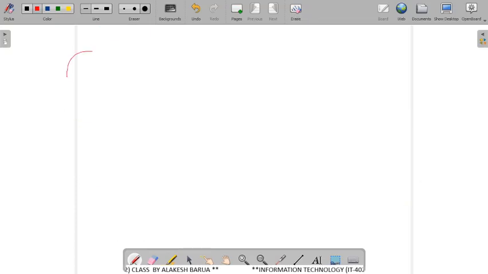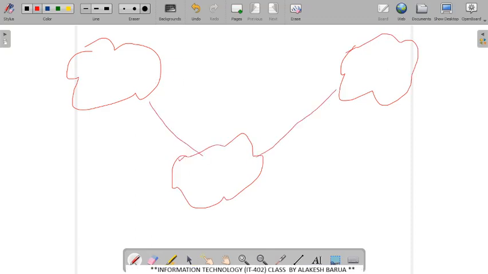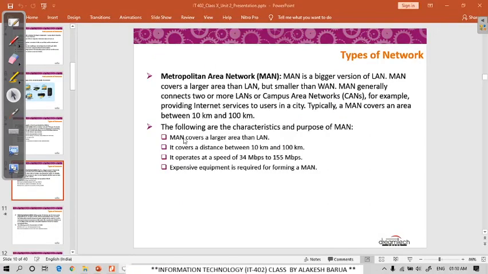And such campus area networks together, if we combine them in a greater geographical area, then it becomes a metropolitan area network, or a MAN. Got it? Think of a campus area network as a network in various campuses, and a metropolitan area network connects all those campuses together. Typically a MAN covers an area between 10 km and 100 km. So the range of a MAN is 10 km to 100 km.